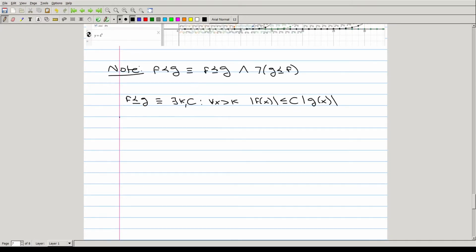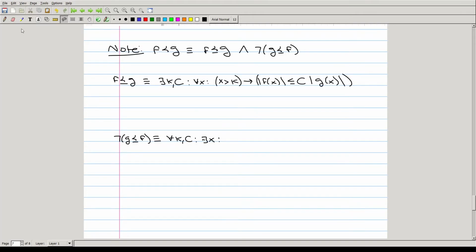which means that the negation of g dominates f is the expression that for all constants k and for all constants c, there exists a value x so that x is greater than k and absolute value of g of x is strictly greater than c times absolute value of f of x.